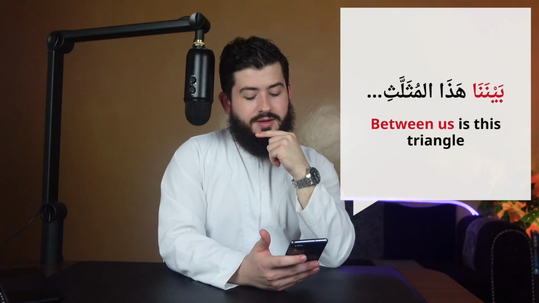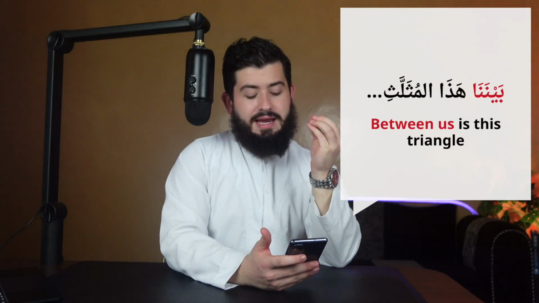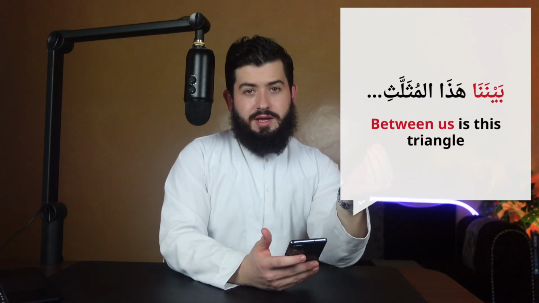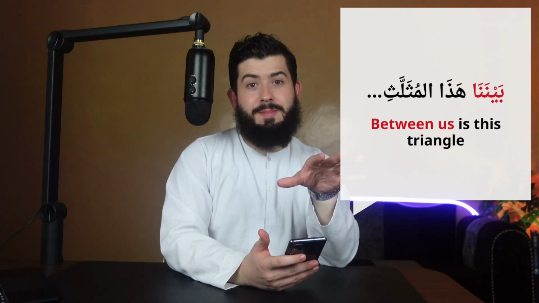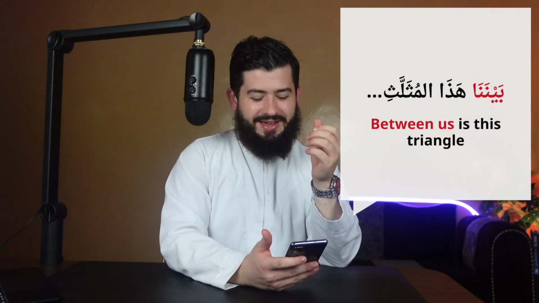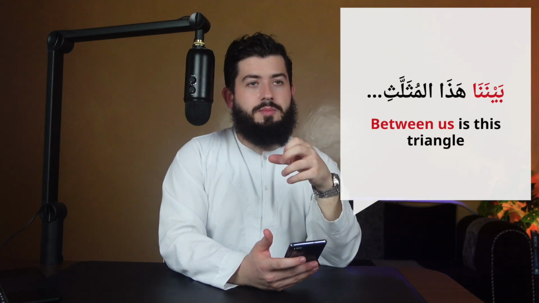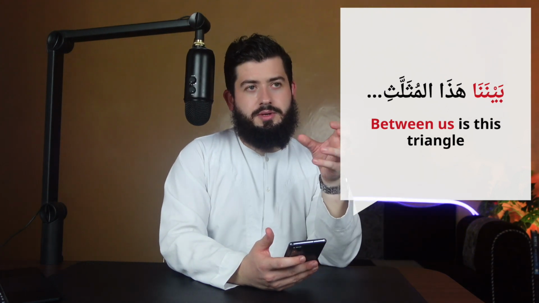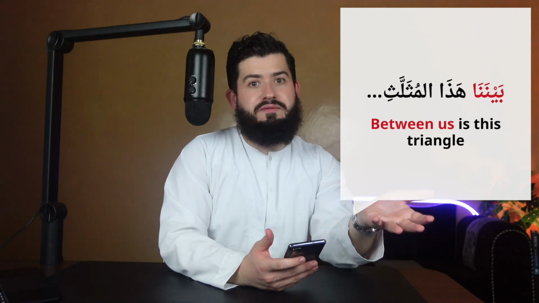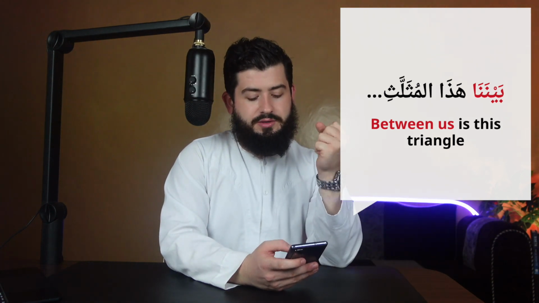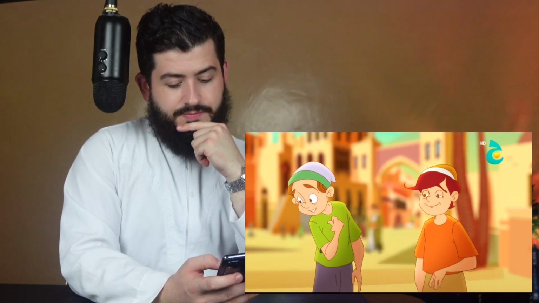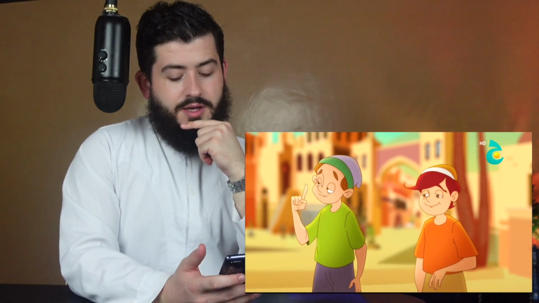بينما هذا المثلث. بيننا هذا المثلث. So بيننا literally means between us. بين means between. بيني وبينك, between me and you. You can hear that in Arabic. So بيننا is like between us. هذا المثلث. But he's saying here we have this. Okay, here we have this triangle. كيف يا صديقي؟ بالنسبة إلي كلها شكل واحد.